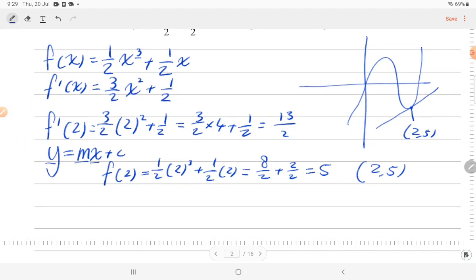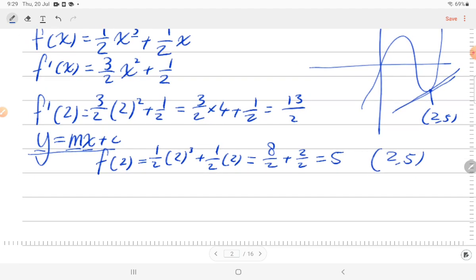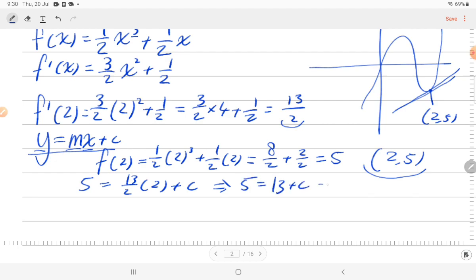This line has the form y equals mx plus c. We know the gradient is 13 over 2, and the point is (2, 5), so we need to figure out the constant c. Let's plug in all these numbers. So y equals 5, and the gradient is 13 over 2 times x equals 2 plus c, which gives us 5 is equal to 13 plus c, which means c is equal to -8.